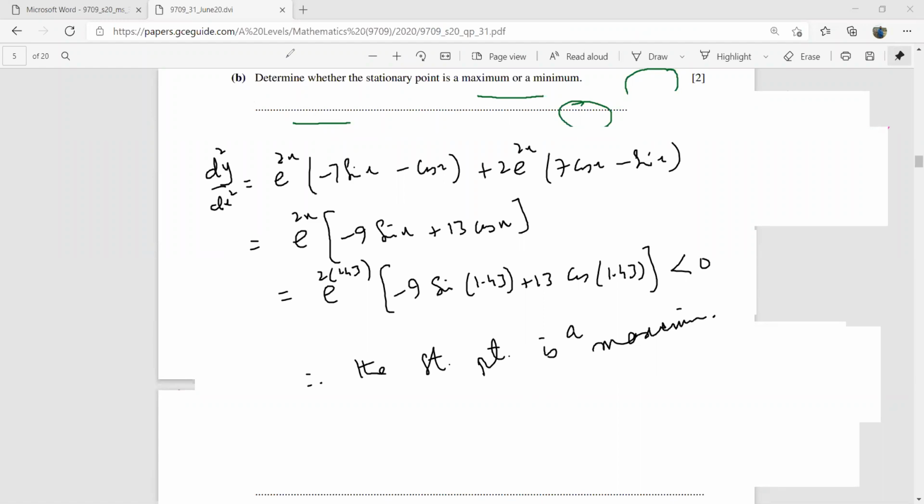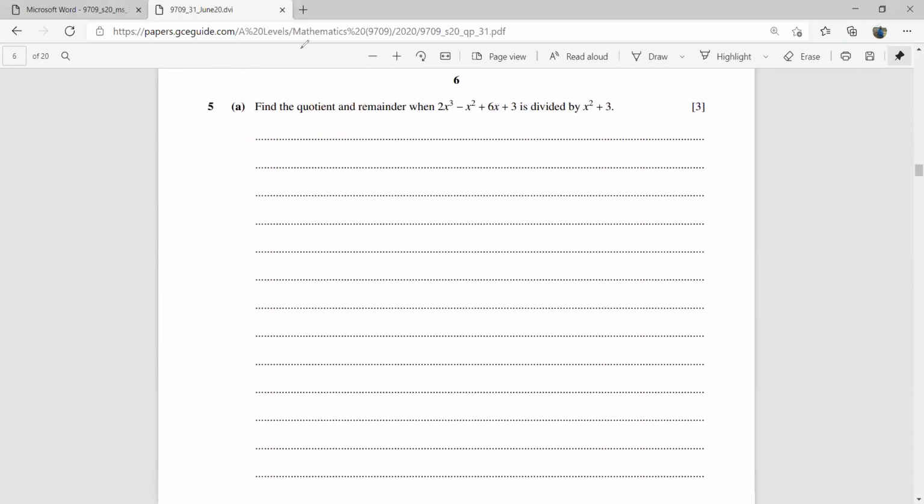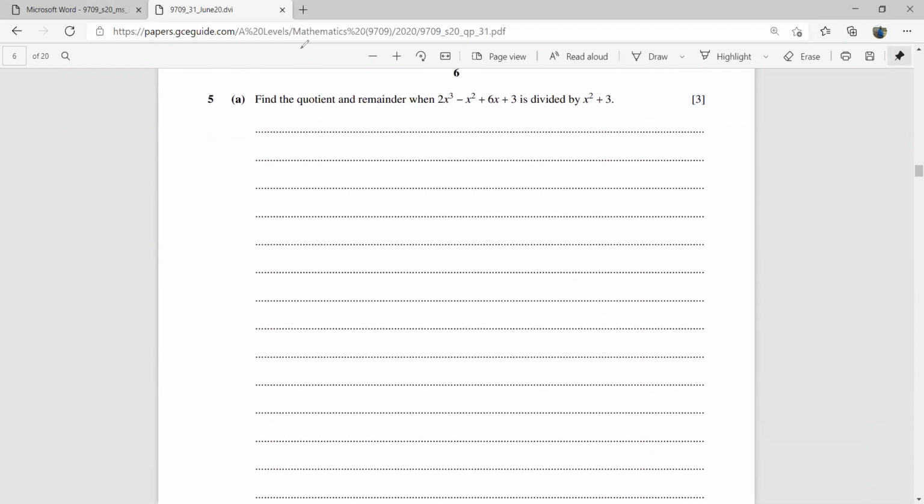Okay, now I'm moving on to the fifth question. Yes, it's a straightforward question on long division. No thinking process required. Just divide this quickly. Okay, so you have 2x cubed minus x squared plus 6x plus 3. This is your x squared plus 3. So x squared into 2x, right? This is 2x cubed plus 6x.